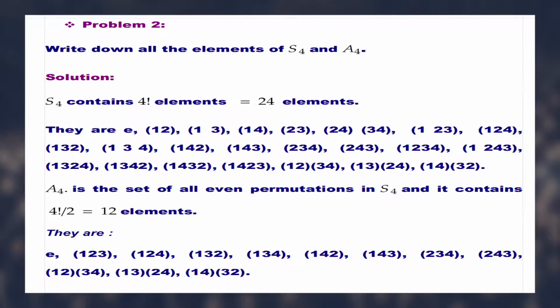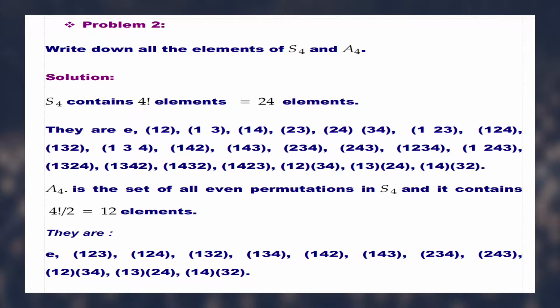2, cycle 1, 4, 3, cycle 2, 3, 4, cycle 2, 4, 3, cycle 1, 2, 3, 4, cycle 1, 2, 4, 3, cycle 1, 3, 2, 4, cycle 1, 3, 4, 2, cycle 1, 4, 3, 2, cycle 1, 4, 2, 3, cycle 1, 2, cycle 3, 4, cycle 1, 3, cycle 2, 4, cycle 1, 4, cycle 3, 2. The product of the cycles 1, 2 and 3, 4, the product of the cycles 1, 3 and 2, 4 and the product of the cycles 1, 4 and 3, 2.